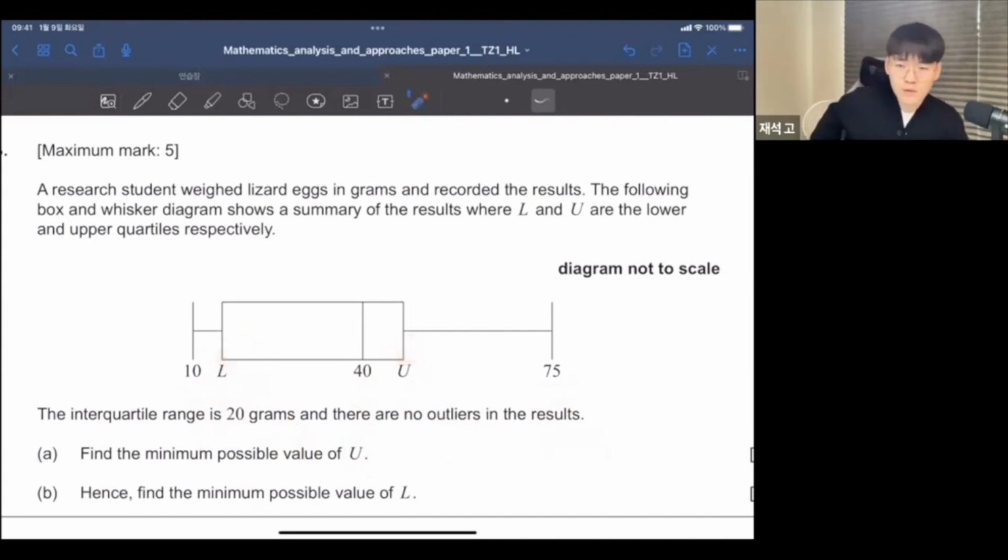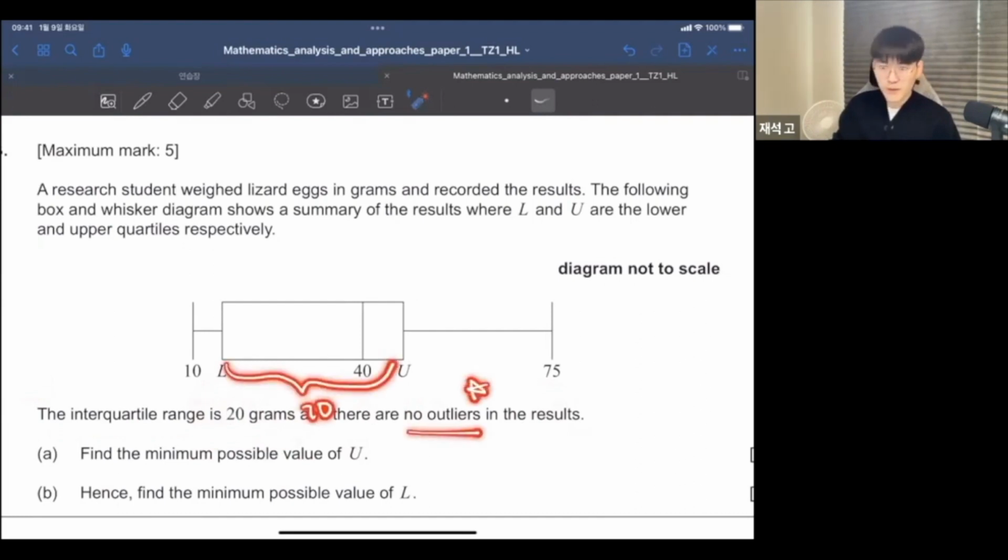Okay, let me read the problem to you. The problem provides info about the interquartile range, IQR, and states that the IQR is 20. Do you know what IQR is? Removing the lower quartile from the upper quartile means taking out the interval. The interval is 20, with no outliers. No change to the current interval of 20. They say there are no outliers.